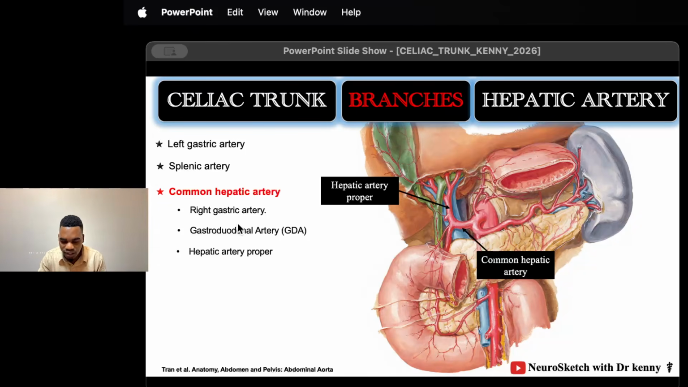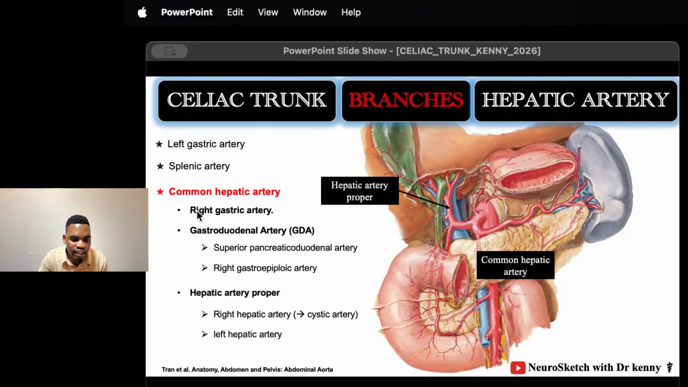So let's see the branches. We've already seen that the right gastric artery is going to anastomose with the left gastric artery on the lesser curvature of the stomach. But the GDA, this is the GDA. Remember, listen to the word GDA, gastroduodenal. This artery is supplying the gastrium, the stomach, and the duodenum. That means it should give the gastric branch and the duodenal branch.